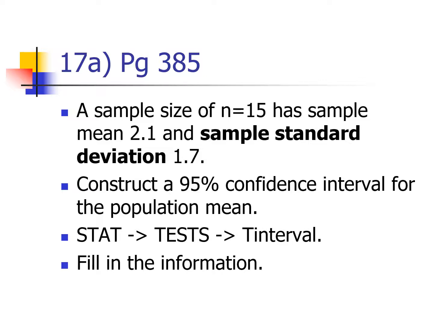So 17A, right? The book says a sample size of 15 has a sample mean of 2.1. And again, that's my emphasis, a sample standard deviation of 1.7. So sample standard deviation, that's the key word that tells me I'm going to need to use a t-interval. I can build these intervals with my calculator, right? I go stats because it's stats class. I go test because this would be useful on a test. And I pick t-interval because I'm using the sample standard deviation. And we'll see on the next slide how to fill in the information.